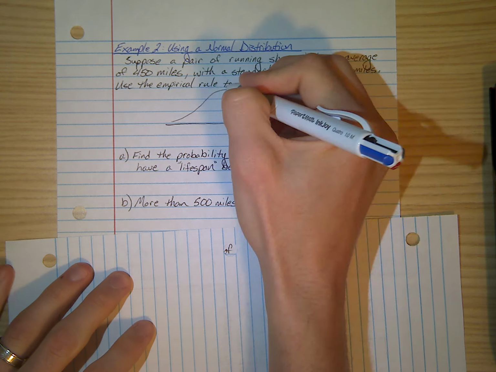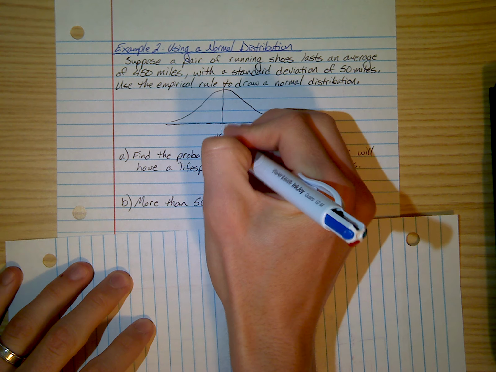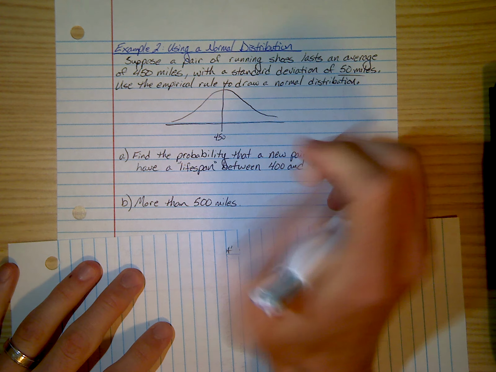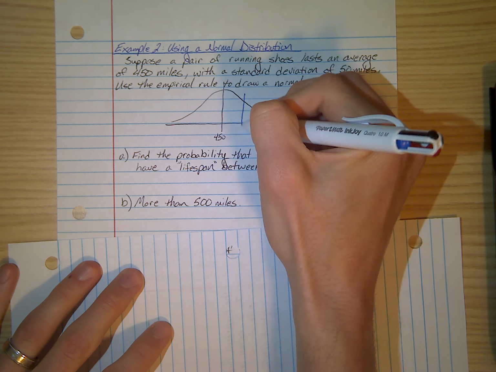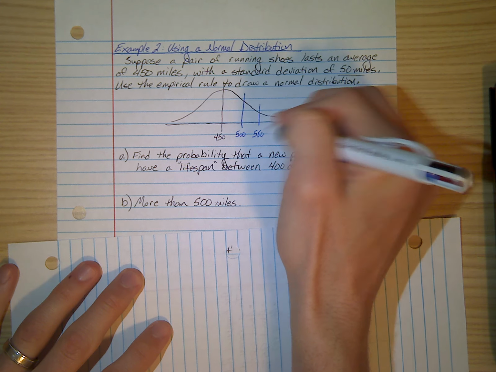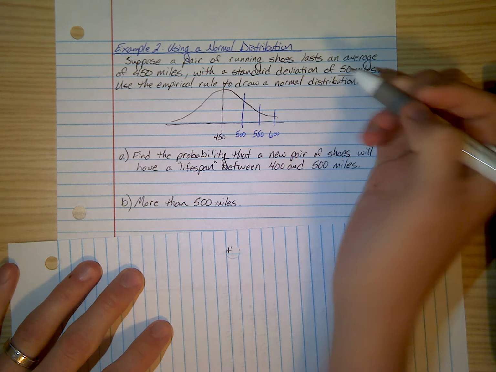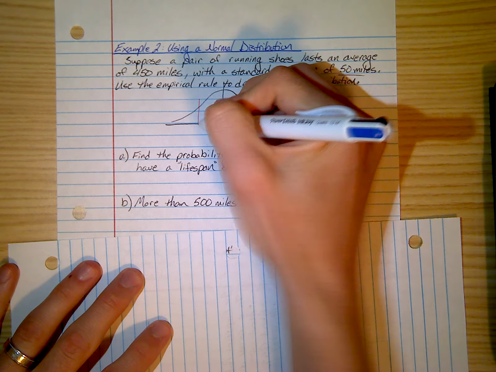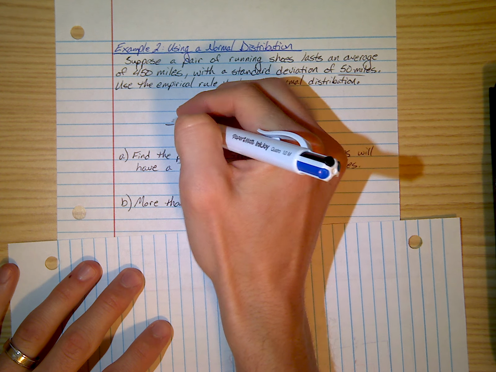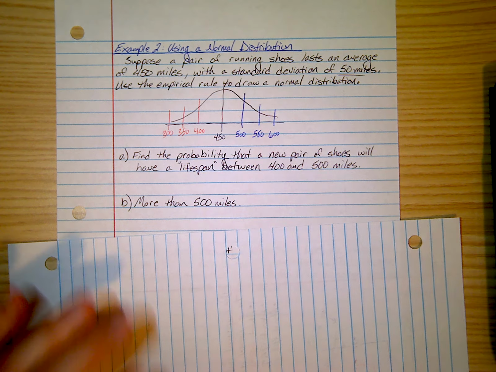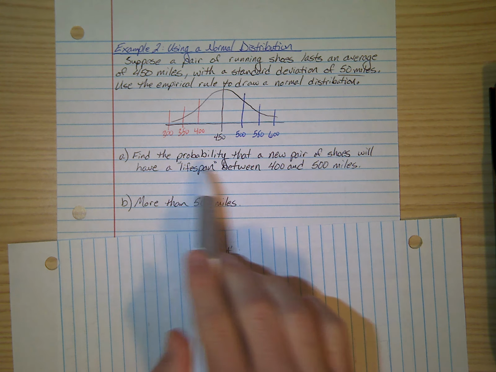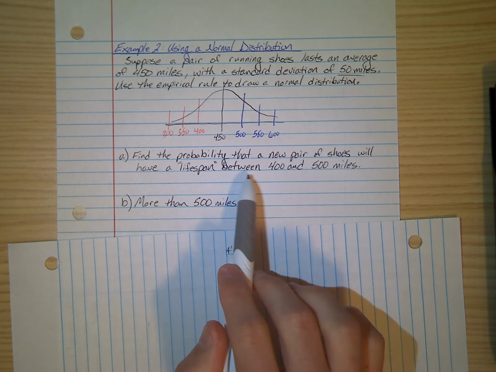Okay, so we know in the middle you have 450 miles. That's the mean. That's the average. It says the standard deviation is 50 miles. So one standard deviation above the mean would be 500, 2 would be 550, and 3 would be 600. Below the mean, you would just subtract 50 from your mean, so 400, 350, and 300. It's supposed to be super symmetrical. It's not, but okay.